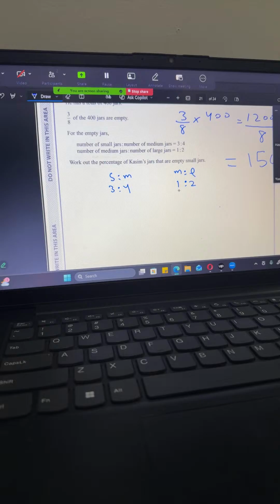So I think your screen is frozen. I can't see your mouse cursor. Can you see it now? Oh yeah, I can see it now.